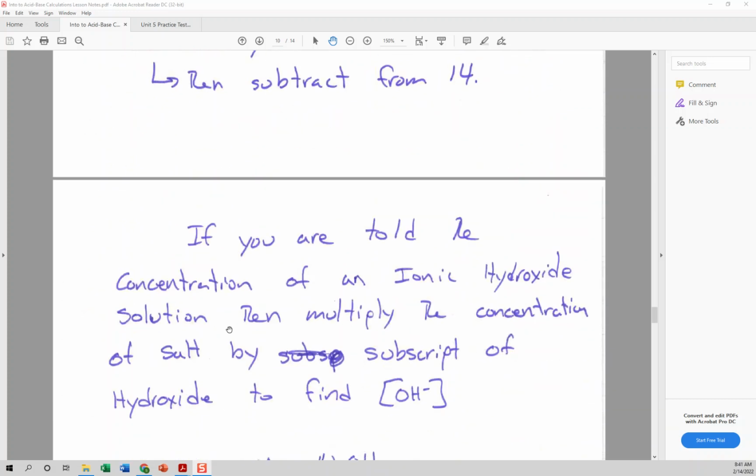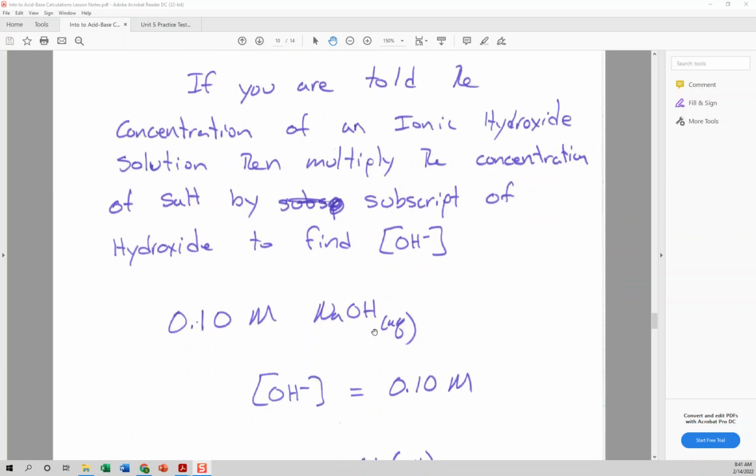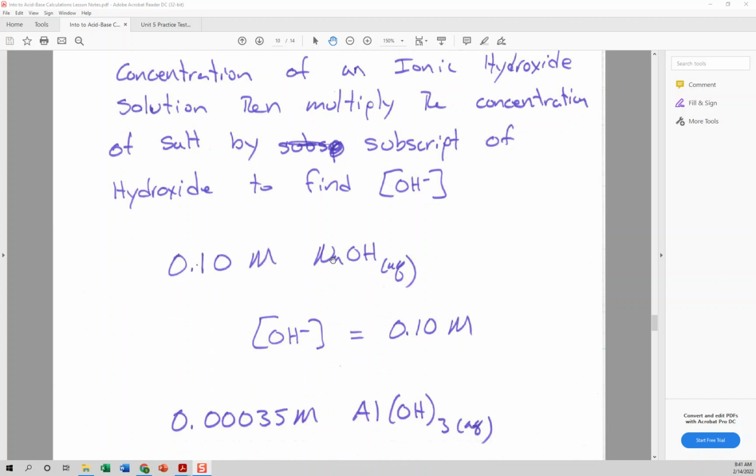But if you're given the molarity of an ionic hydroxide, so a salt that contains hydroxide, to get the molarity of hydroxide, all you have to do is multiply by the subscript of hydroxide. So if I was told I had a 1 molar solution of sodium hydroxide, remember, when a salt dissolves, it means it dissociated automatically. So if you're told NaOH aqueous, that means Na plus ions and OH minus ions. If I was given 0.1 molar NaOH aqueous, that's 0.1 molar hydroxide.